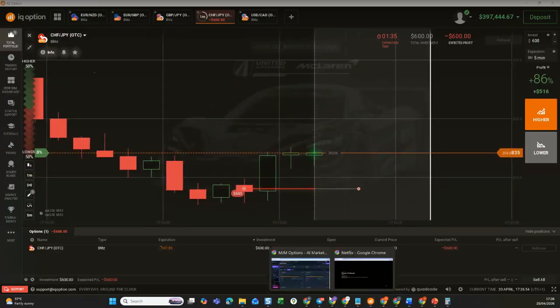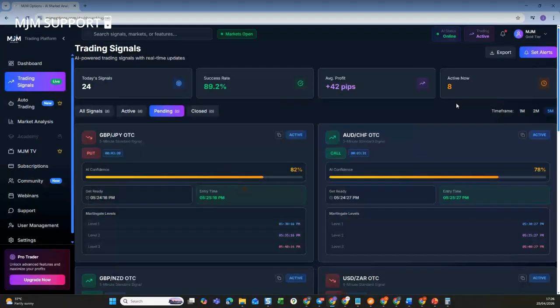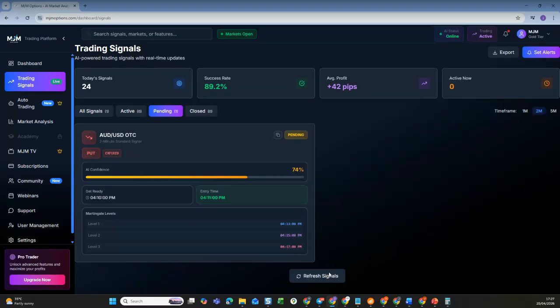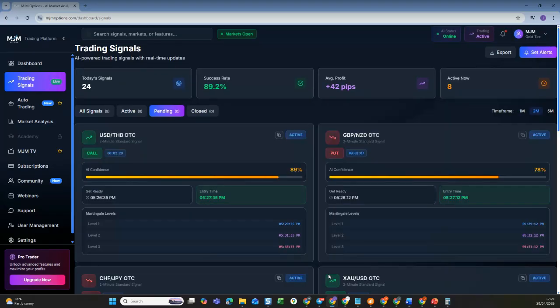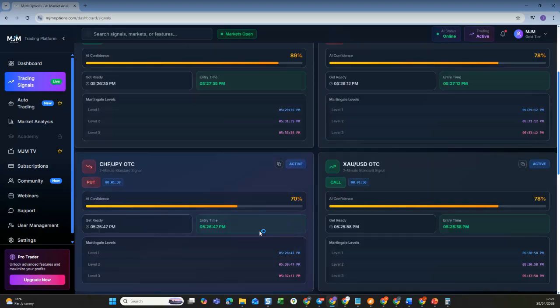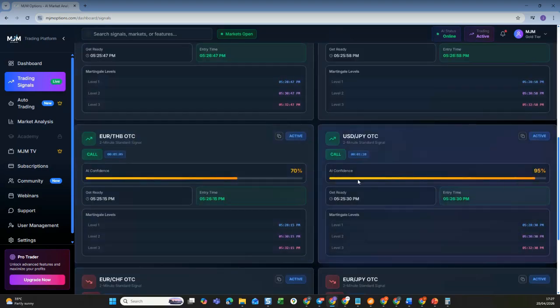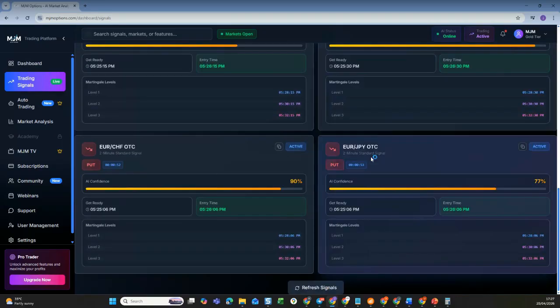Now, it works the same way for the 2-minute standard signal too. The moment you're about to take a trade, you select the 2-minute time frame, which is the 2-minute standard signal. You're also looking for the same thing. You're looking for 90%, and you're looking for a countdown timer that is above 2 minutes. Anything below 2 minutes is not valid.